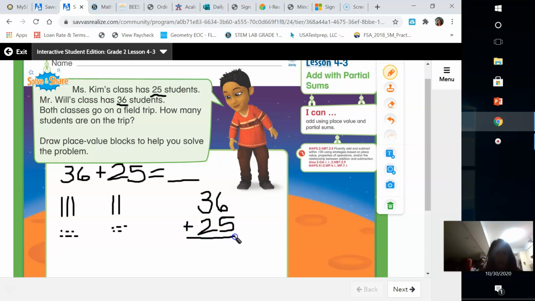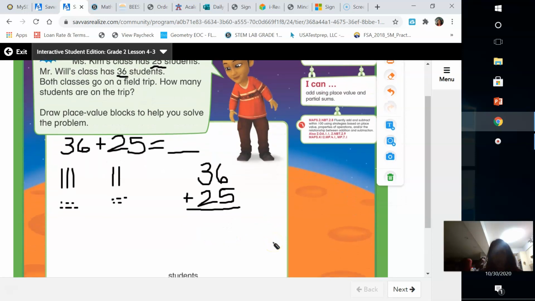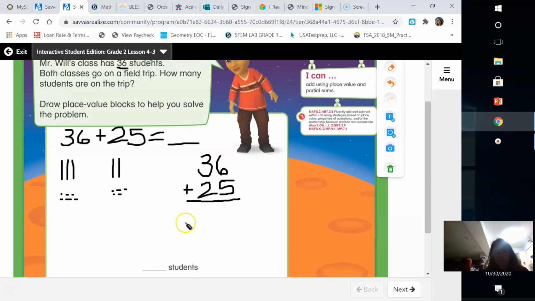Okay, here we go. Now we're going to do this with this partial sum idea. All right, I just want the tens. So we're going to put all the tens together. And what number do you get? We have 1, 2, 3, 4, 5 tens. So do I put a 5 over here?